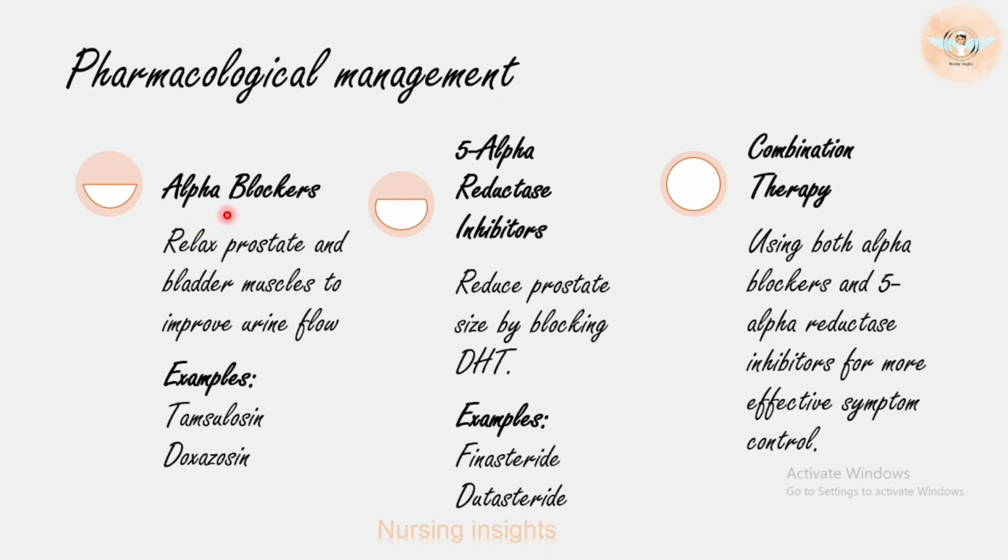Pharmacological management includes alpha blockers. Why do we use alpha blockers? They relax the prostate and bladder muscle to improve the urine flow. For example, tamsulosin. The second one is 5 alpha reductase inhibitors. They reduce the prostatic size by blocking the DHT. We know about the DHT hormone. So this drug will block the DHT hormone, and thereby it will reduce the prostatic size. For example, dutasteride. And by combination therapy using both alpha blockers and 5 alpha reductase inhibitors, we can effectively manage the symptoms.